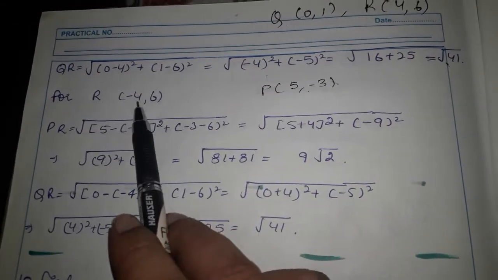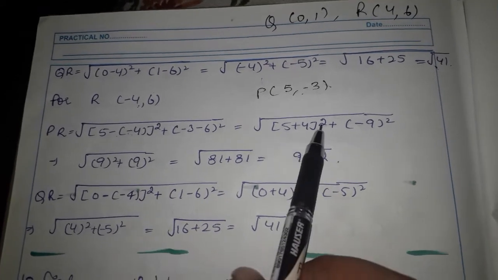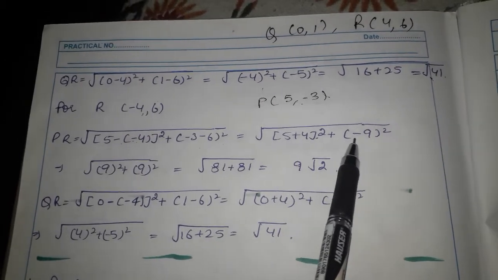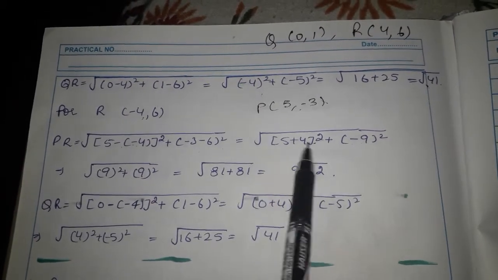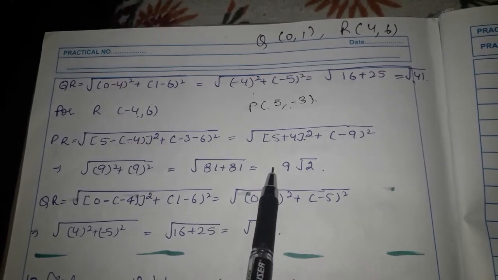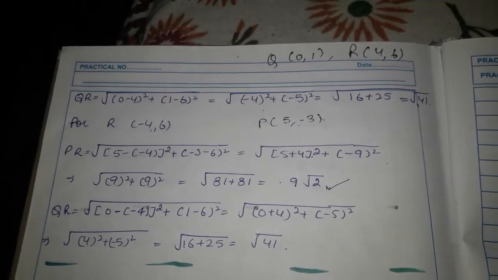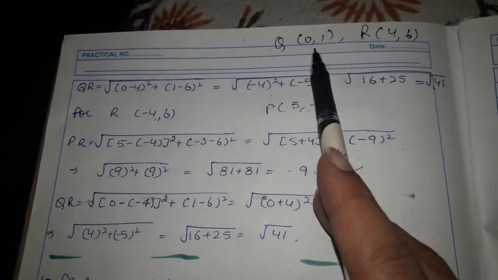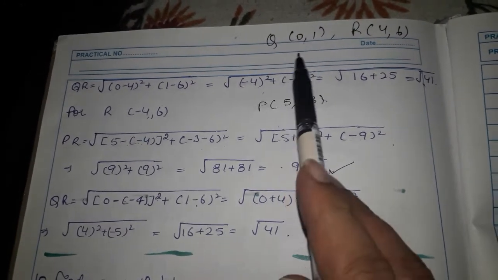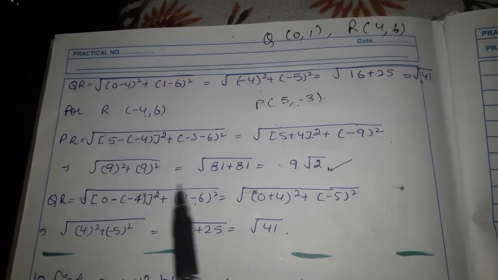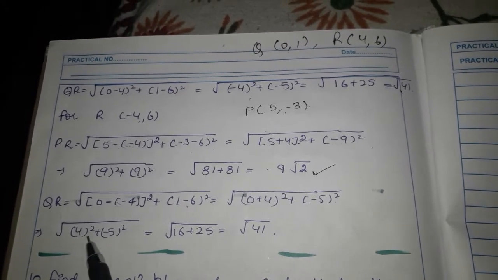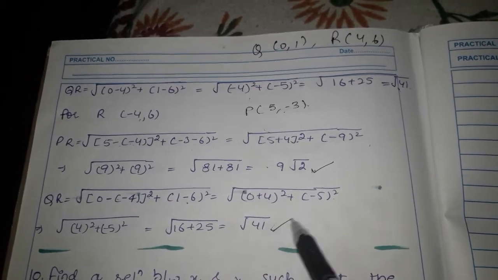It will be the square root of (5 minus minus 4) square plus (minus 3 minus 6) whole square, which is 9 square plus 9 square under root, 81 plus 81 under root, and on solving this our answer will be 9 root 2. And QR will be (0 minus minus 4) square plus (1 minus 6) whole square. It will be 4 square plus minus 5 square under root, 16 plus 25, root 41.